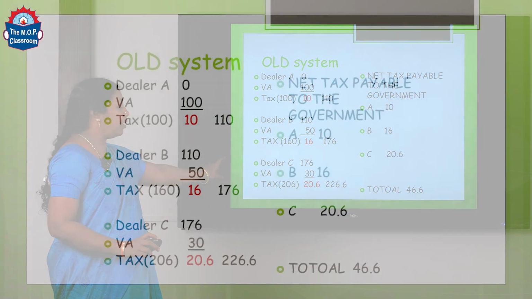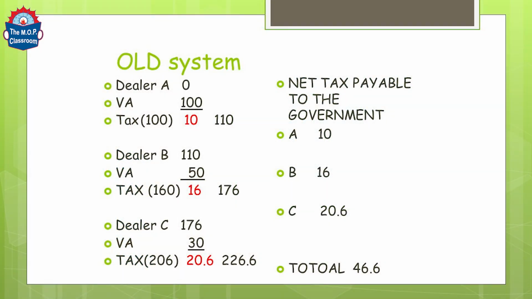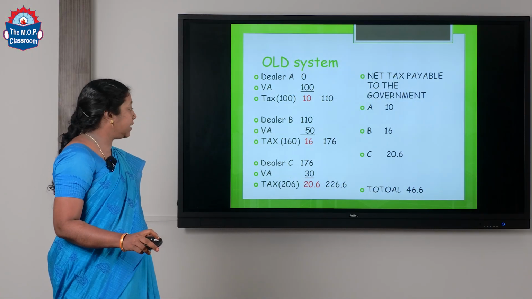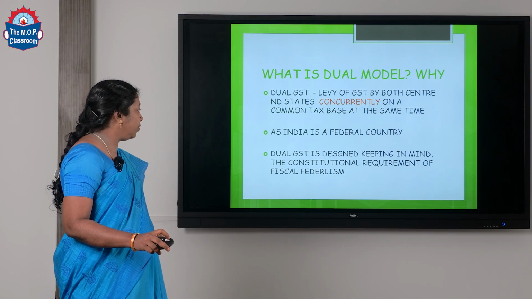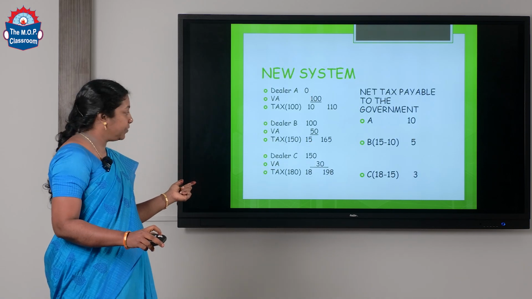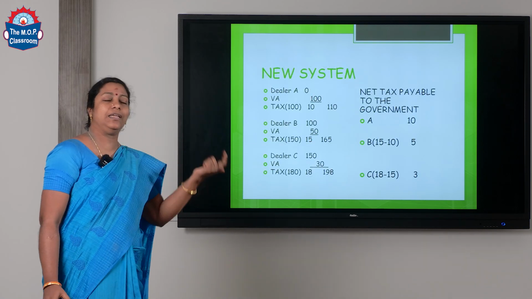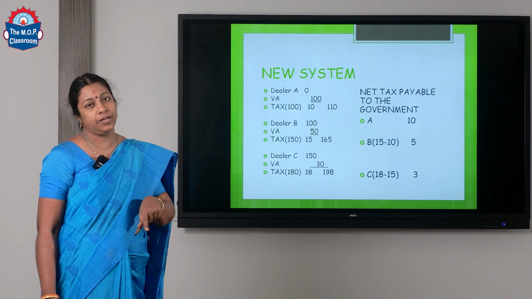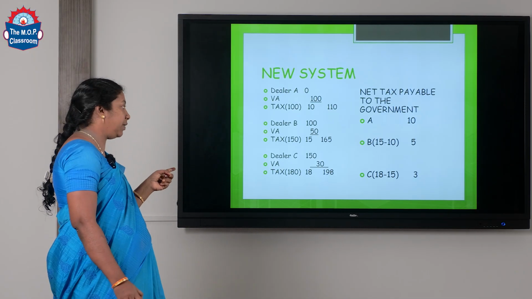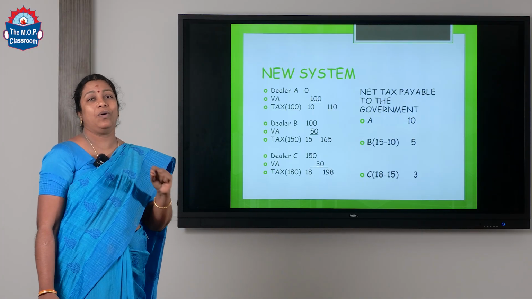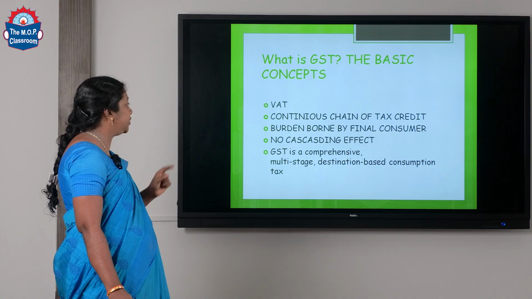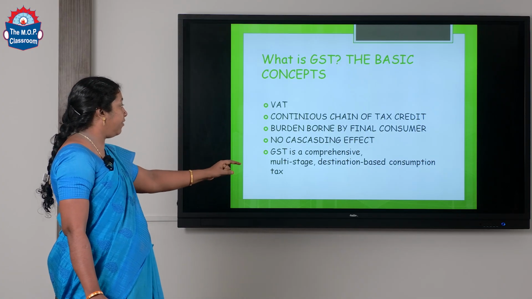Kindly look into the old regime. How much is the total amount? 226. But in the new regime, after implementation of GST, what is the price that we can get from the end consumer? It is only 198. So, 226 was the earlier tax system amount that might be charged from the end customer, whereas in the new GST system, how much is the amount that will be collected from the end customer? It is only 198. That is why, when we discussed the concept of GST, there is no cascading effect.